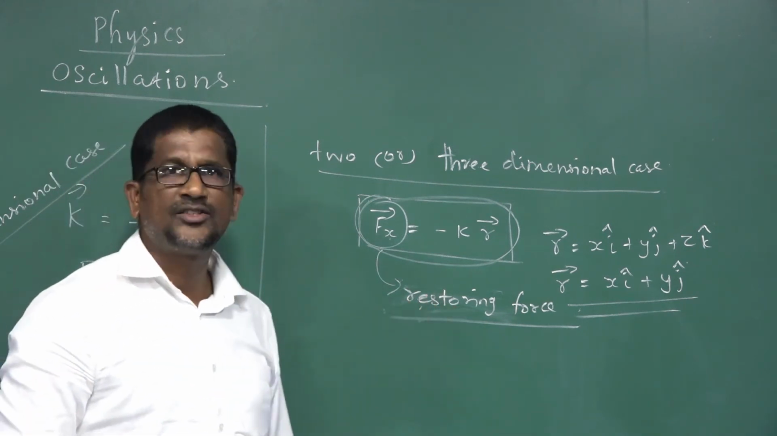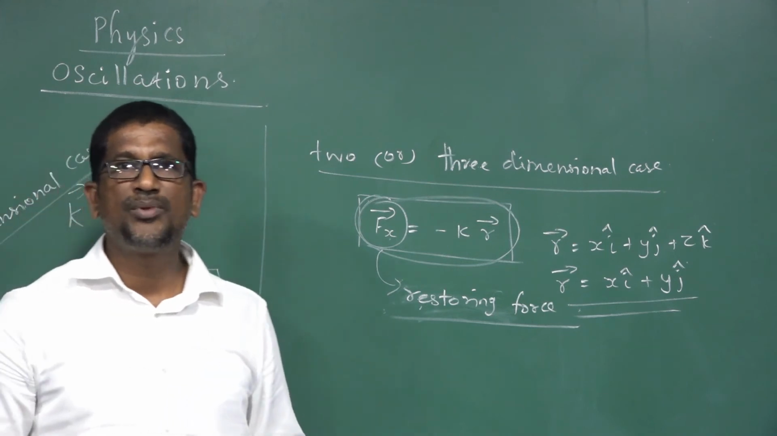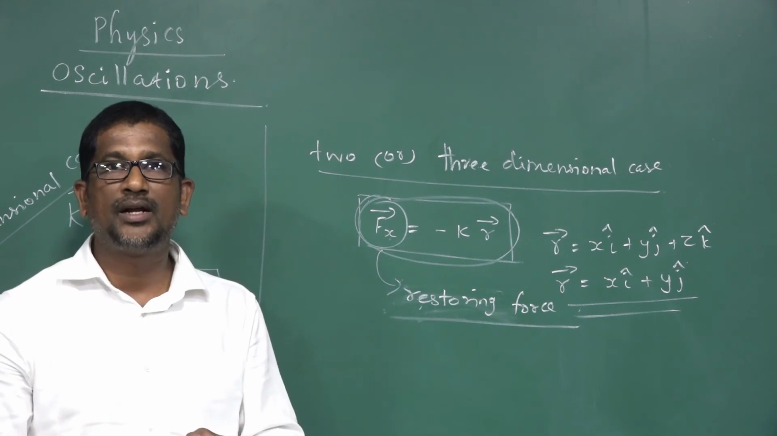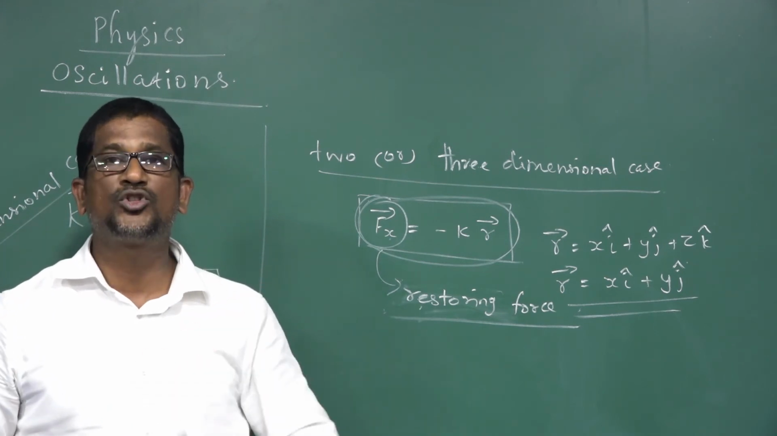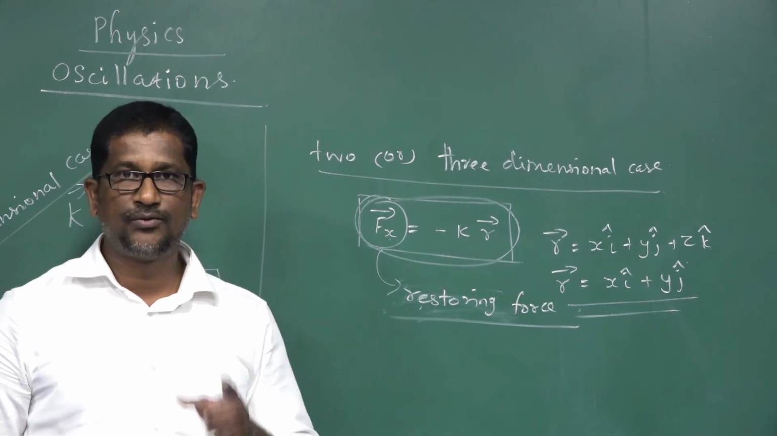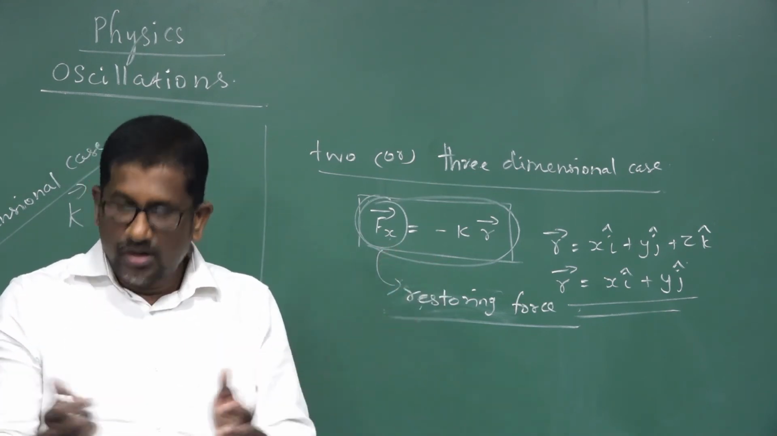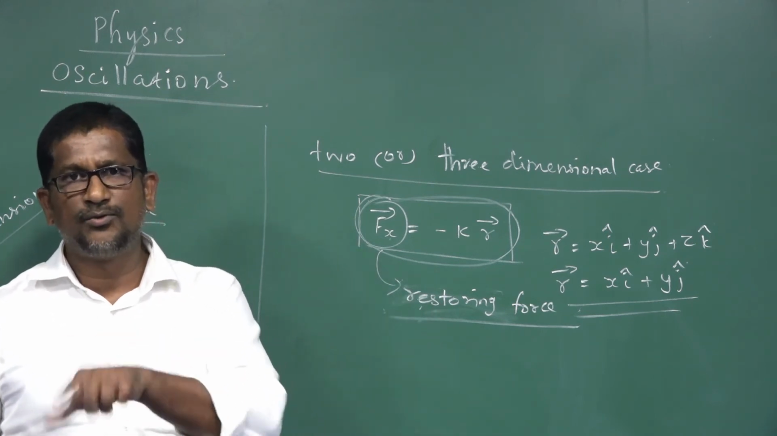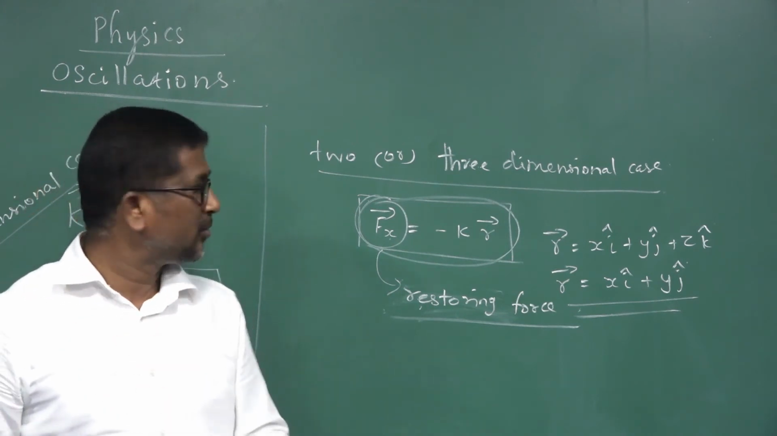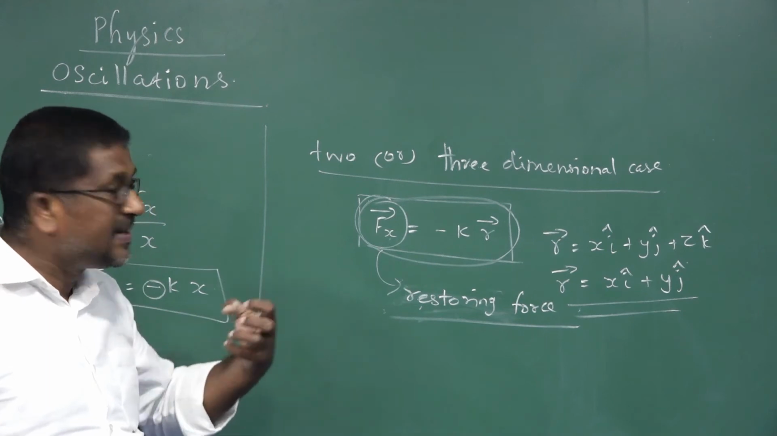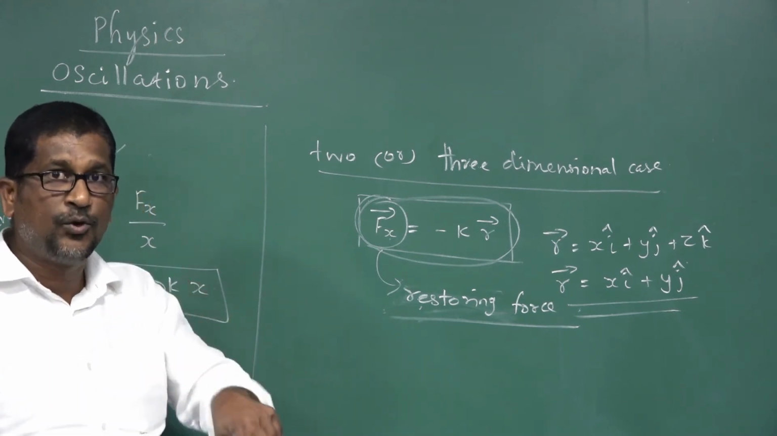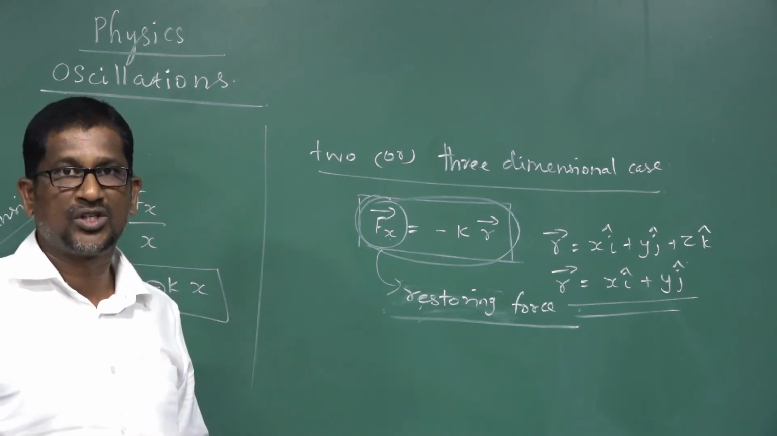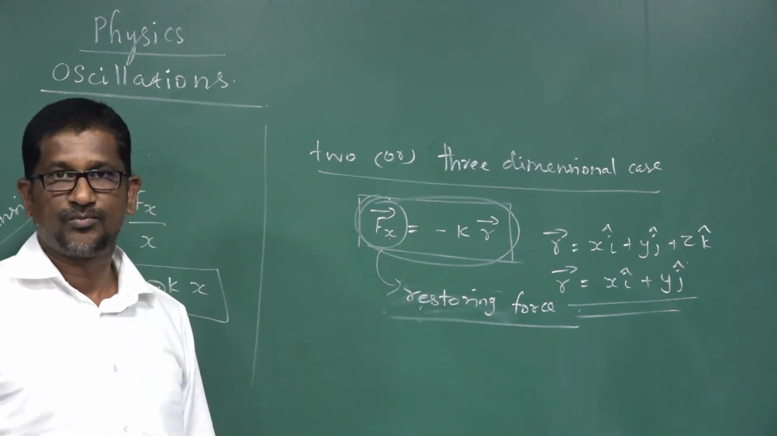Why is it called the restoring force? If any particle executes simple harmonic motion, this restoring force always tries to bring back the particle to its original position. Original position means mean position or equilibrium position. The force which tries to bring back the particle to its original position is called restoring force. In simple harmonic motion, the particle experiences a force that always tries to bring it back to the mean position or equilibrium position. That is why that force is called restoring force.